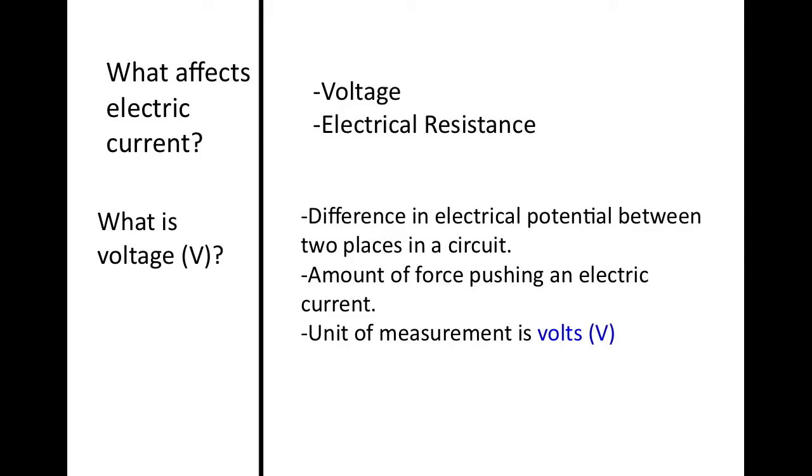Voltage and electrical resistance are two things that can affect electric current. The first thing, voltage, which is denoted as the capital V, is pretty much the difference in electrical potential between two different places in a circuit. It is the amount of force that pushes an electrical current, and its unit of measurement is also denoted by the same letter, V, which stands for volts.